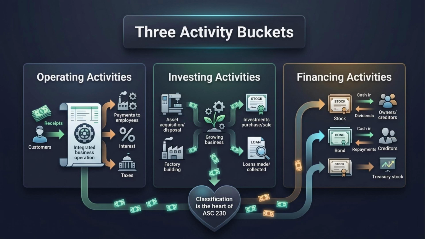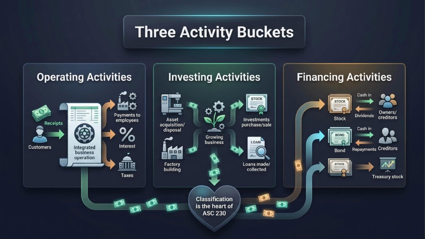Now revise the three activity buckets. Operating activities include income-linked cash flows such as receipts from customers, payments to suppliers and employees, interest paid, and taxes paid. Investing activities include asset acquisitions and disposals, loans made and collected, and purchases and sales of investments. Financing activities include transactions with owners and creditors such as debt proceeds, debt repayments, share issuances, dividends paid, and treasury stock activity. The key rule is that every cash flow must go into exactly one bucket.